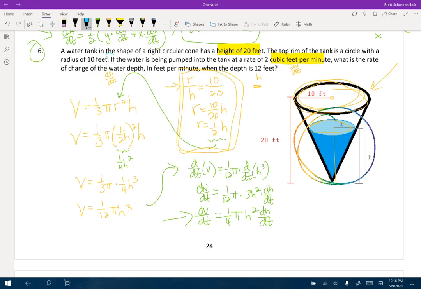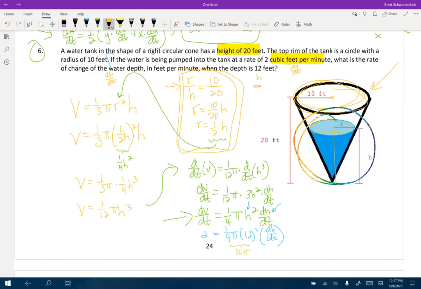It says if the water is being pumped into the tank at a rate of 2 cubic feet per minute, so that is here, 2. So 1/4 pi continues. What is the rate of change of water depth? What is dh dt when the depth is right here, 12 feet? So 12 squared times dh dt, which is our missing information. So all we have to do is the math here. It looks like this is going to be 1/4 of 144, which is 36 pi.